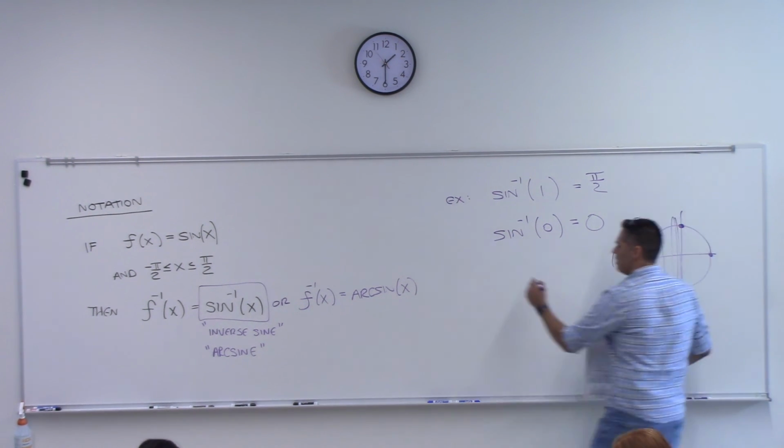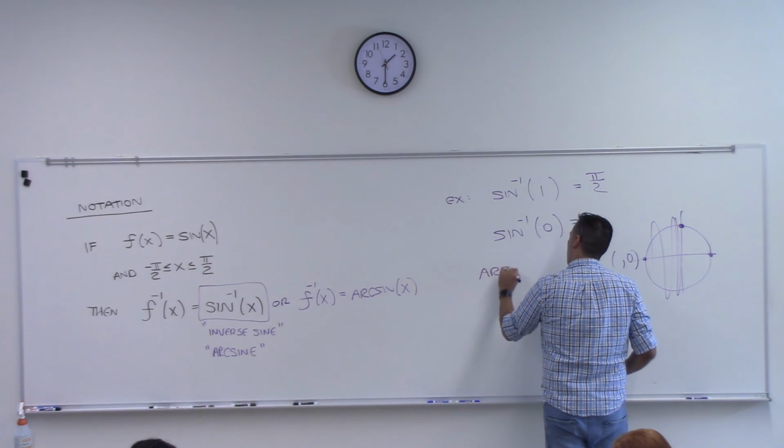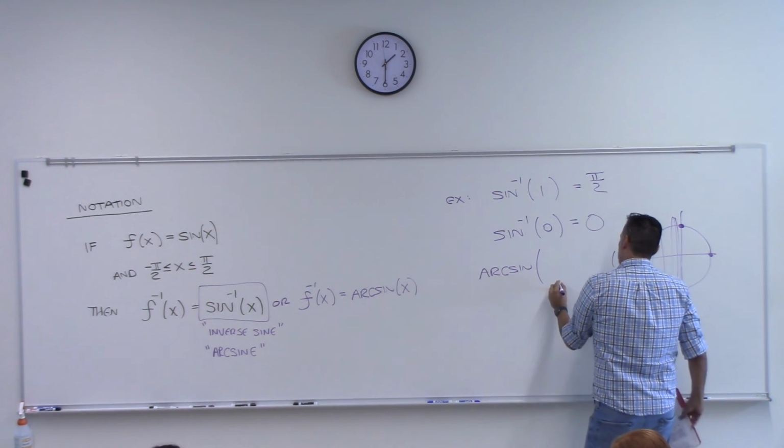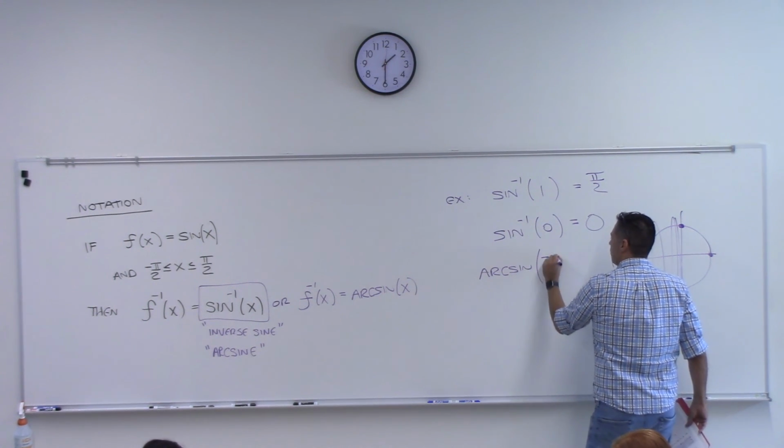One more. Different notation. Arc sine. Negative root 3 over 2?